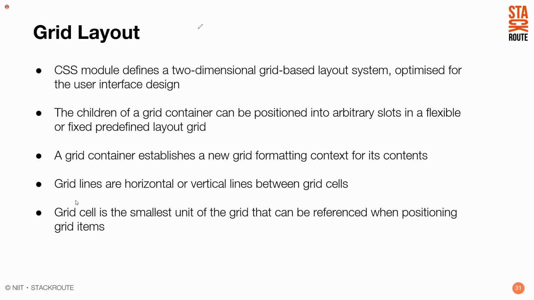Let's assume I have a container div. Inside I have some 6 divs. So the children of the grid container can be positioned into any slot, arbitrarily, in the flexible or fixed predefined grid layout. So there is no uniform row and column division. According to the slot where I want to place my child element, I am able to place it.